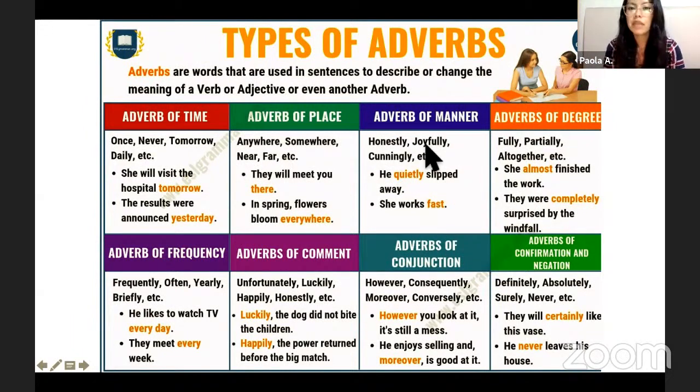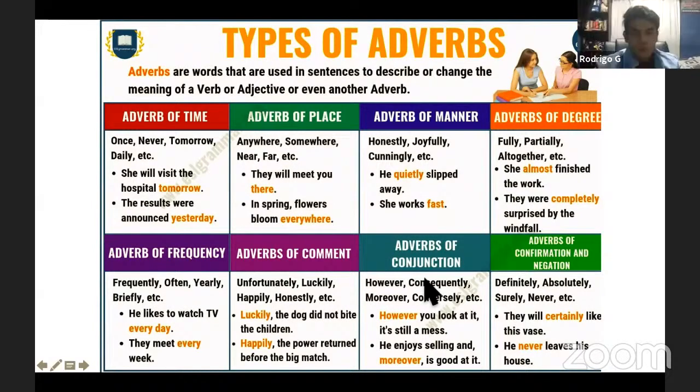But adverbs of manner have something in common, but they have some exceptions. What do you see at the end of each word that they have in common, Rodrigo? Honestly, joyfully, cunningly, quietly. What do they have in common at the end of the word?